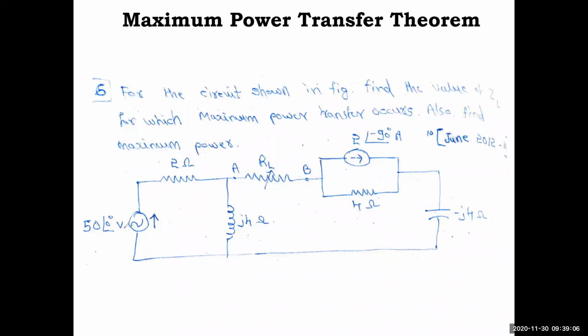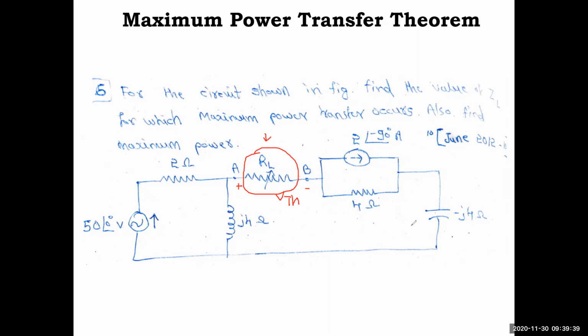So 50 at an angle 0 degree volt means 50 only. 2 ohm, then J4 ohm. This is the load resistance they have shown with AB terminals, and then this is 2 at an angle minus 90 degree amp, which is in parallel with 4 ohm, and this is minus J4 ohm. So they have shown RL. For finding Thevenin's equivalent circuit, you need to remove this circuit and find the VTH across this. Like plus or minus VTH you need to find. That is the idea. So note down this circuit, we'll see the solution.